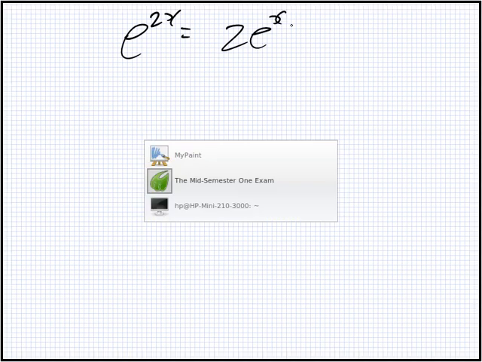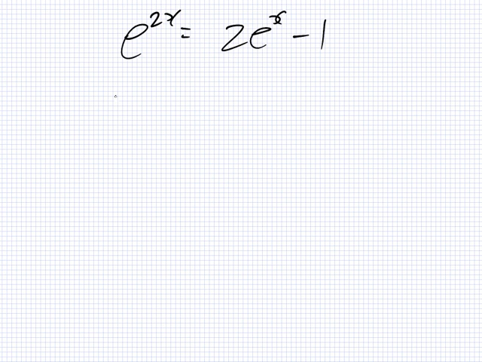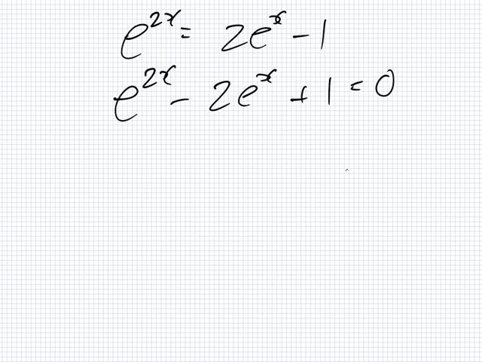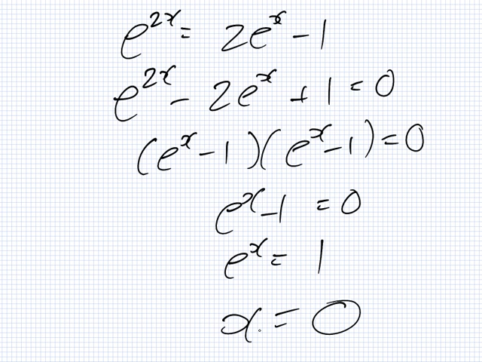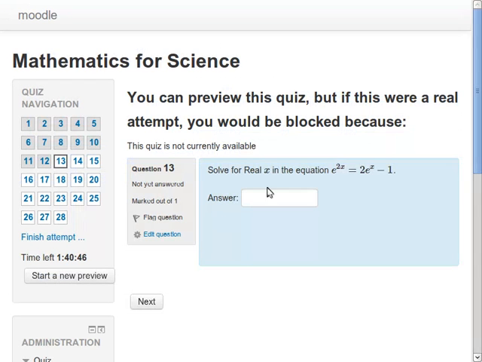e to the power 2x equals 2e to the x minus 1. So that means e to the power 2x minus 2e to the x plus 1 equals 0. This is a quadratic, e^x minus 1 and e^x minus 1, they're the factors. So e^x minus 1 equals 0, that means e^x equals 1, which means x must be 0, because only e to the power 0 can make 1. So 0 is the answer here.